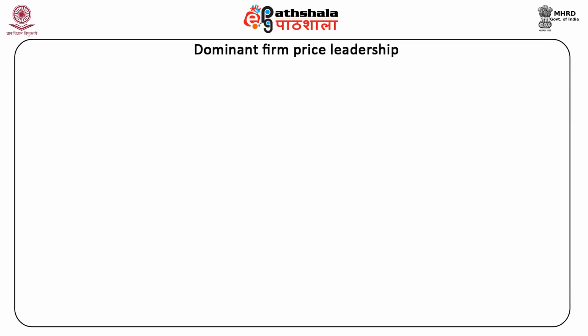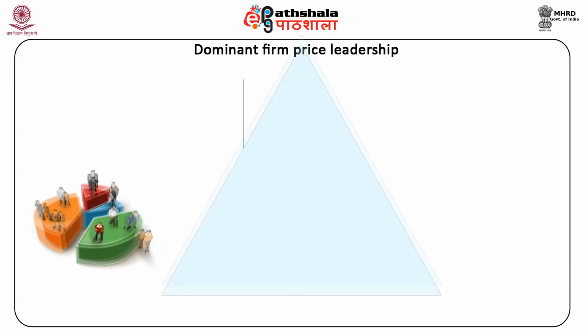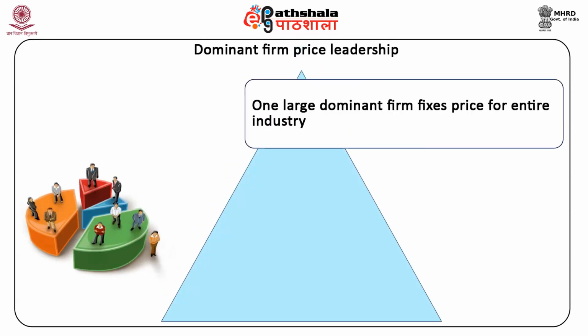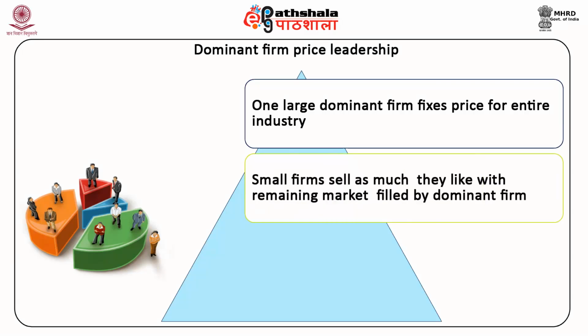Now we will discuss the dominant firm price leadership model. Under this model, there is one large dominant firm and a number of small firms in the industry, where the dominant firm fixes the price for the entire industry and the small firms sell as much product as they like and the remaining market is filled by the dominant firm itself.